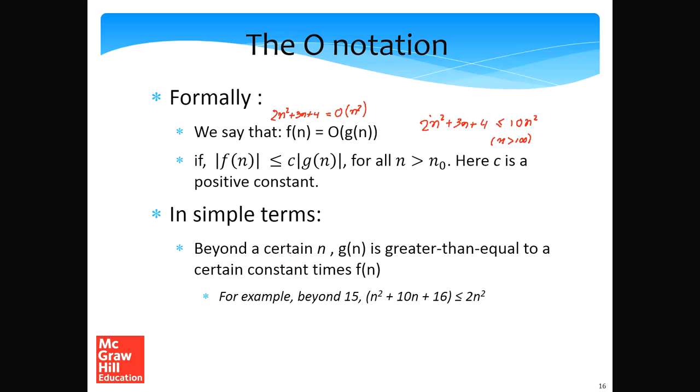So in simple terms, what we are saying is that beyond a certain value of n, gn is greater than or equal to a certain constant times fn. For example, beyond 15, n square plus 10n plus 16 is less than or equal to 2n square. So in this case, we can say n0 is equal to 15 and c is equal to 2.